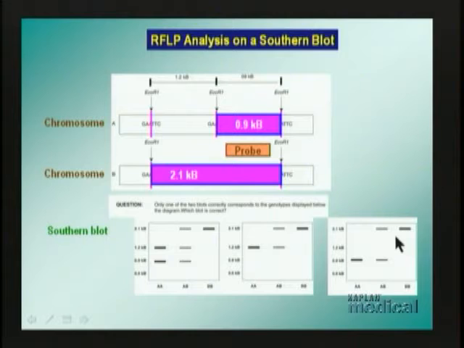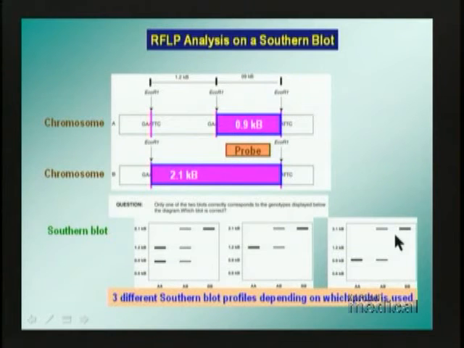The bottom line to all this exercise is notice how there are three different southern blot profiles depending on which probe is being used. Previously we had a probe right here that recognizes this part of the chromosomes. Earlier, another probe recognized this part of the chromosomes, and now thirdly we have a probe that recognizes this part of the chromosomes. And again, three different southern blots are being visualized depending on which probe is being used.